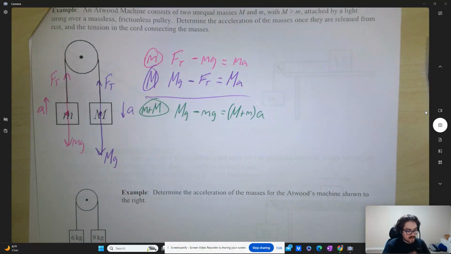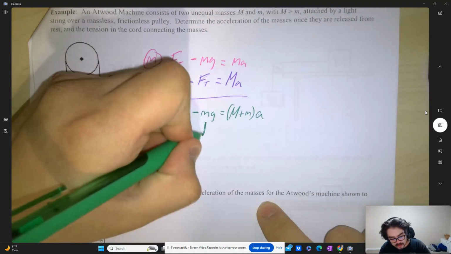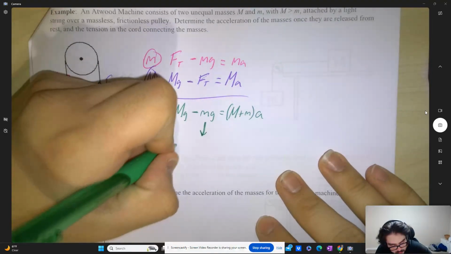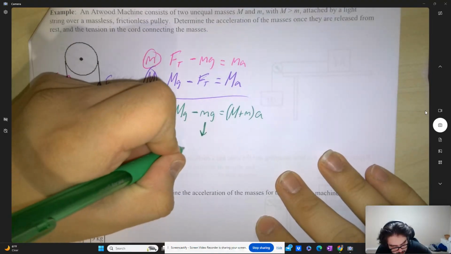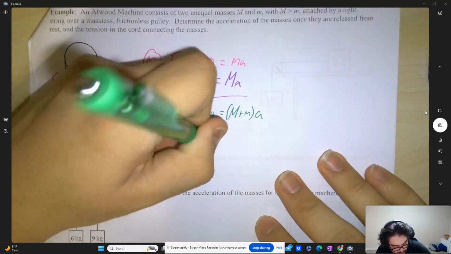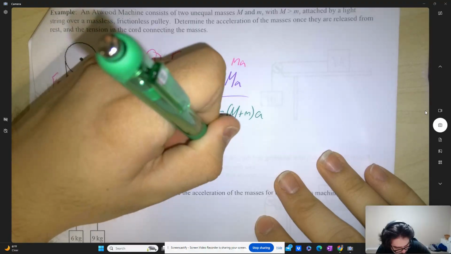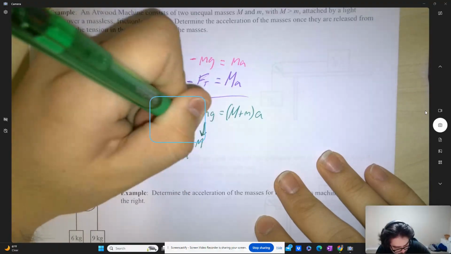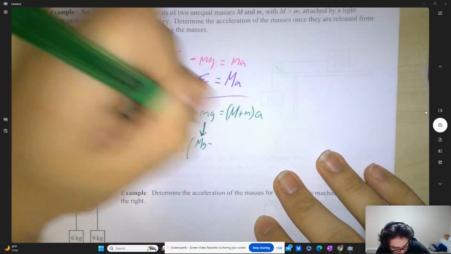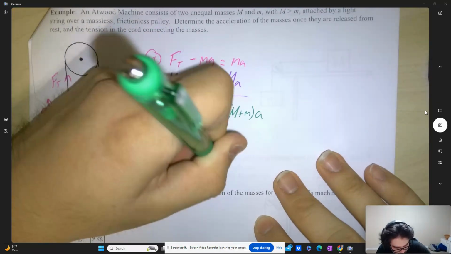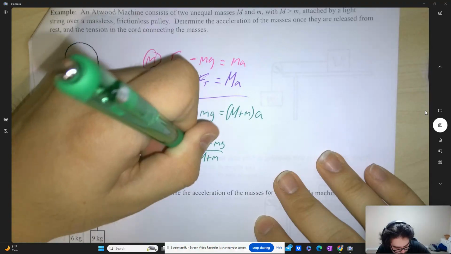And if you use this equation, you can actually solve for the acceleration of the system, which is the same as the acceleration of each individual block. And you get A equals capital M G minus little mg over capital M plus little m. I don't know why I put the parentheses there.